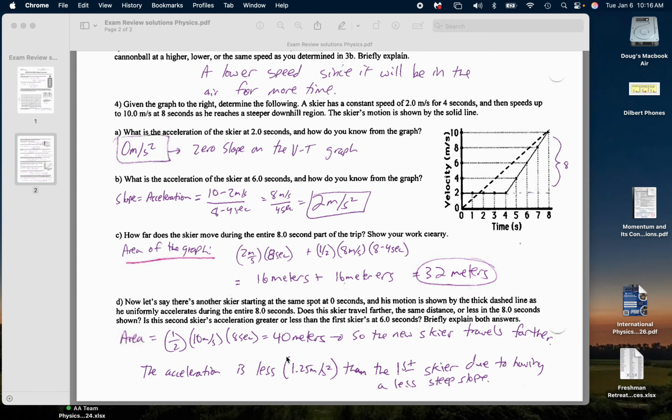If I want to get the acceleration of this, I would get the slope of the graph, and that slope is less steep than the slope here. So the overall acceleration of this second skier is less than the first skier's acceleration at 6 seconds.